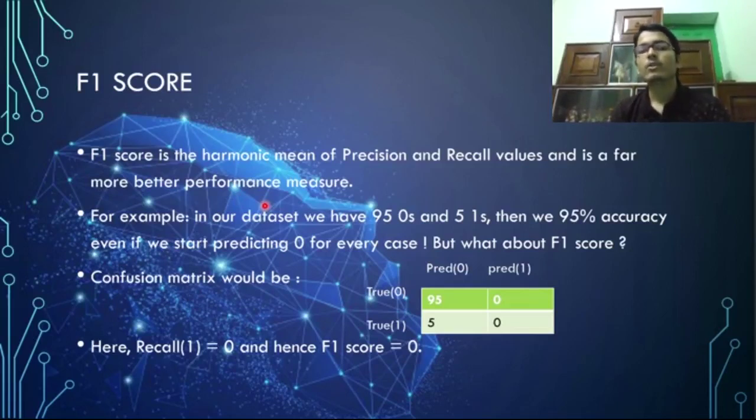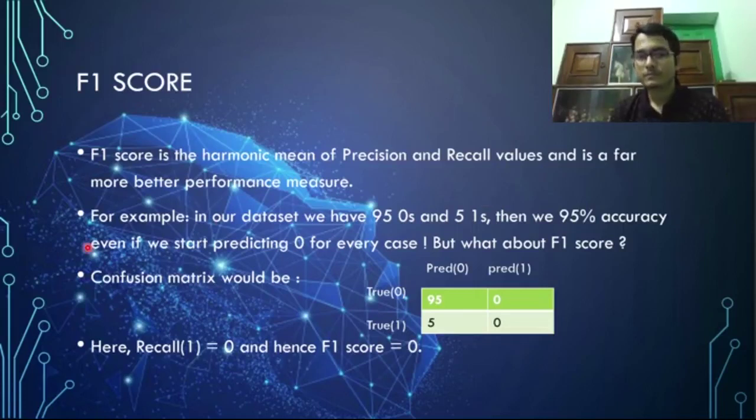So you know what a harmonic mean is. 1 by h equals n by (1 by precision plus 1 by recall). So the F1 score is basically 2ab by a plus b, where a and b are the recall and precision values.